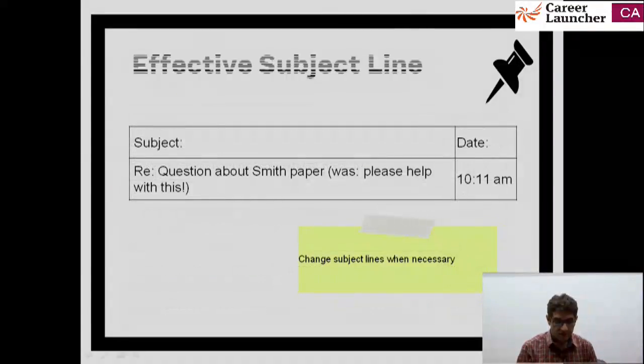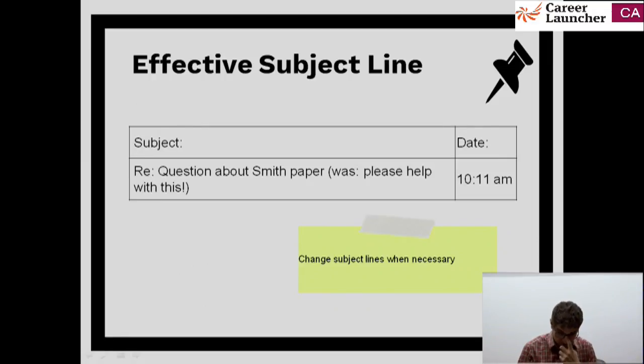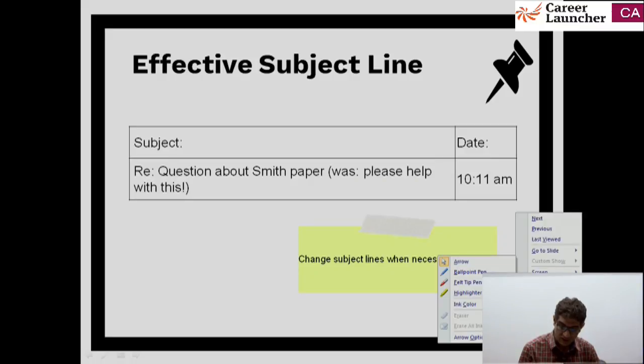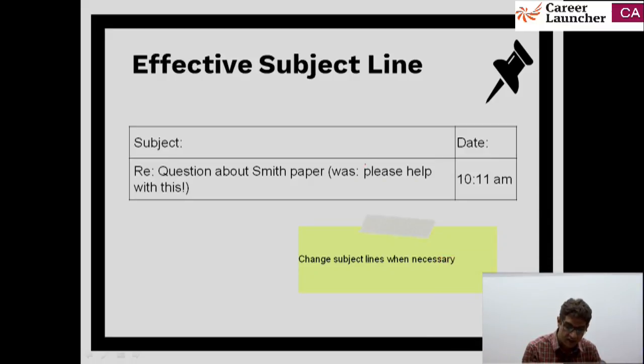Right. And then there is this one more thing. There are times when you feel that you need to change the subject line. So you're replying, but you needed to change the subject line. For instance, the person actually chose a very lousy subject line: please help with this. Now, when you hit the reply button after reading the email, once again the subject line will be, please help me with this.